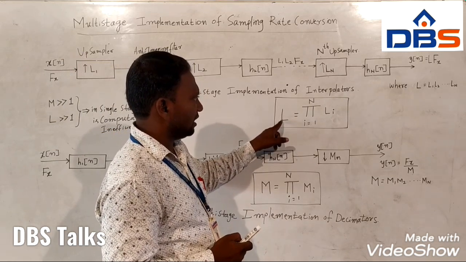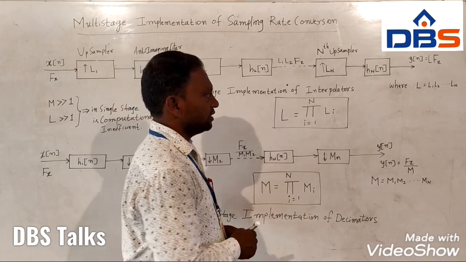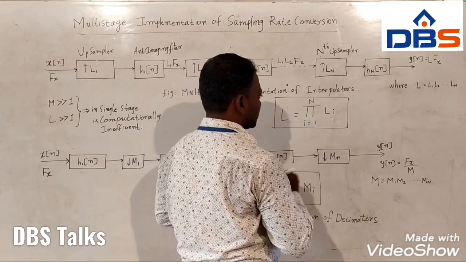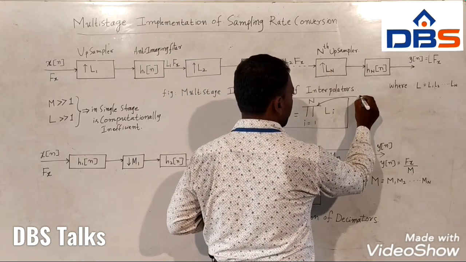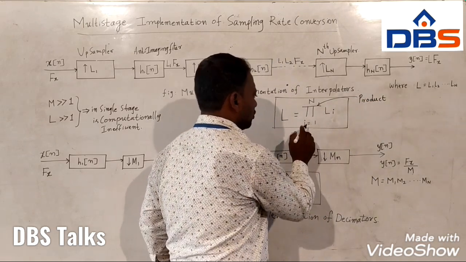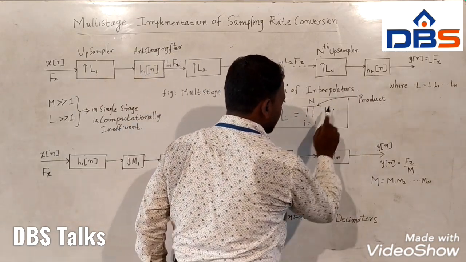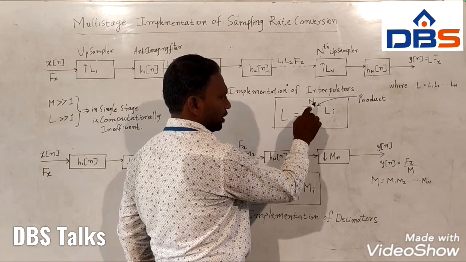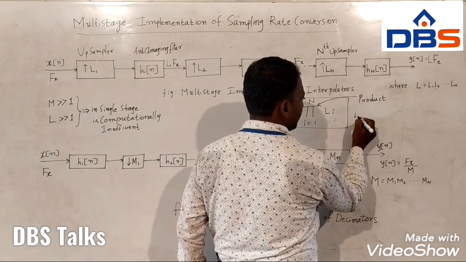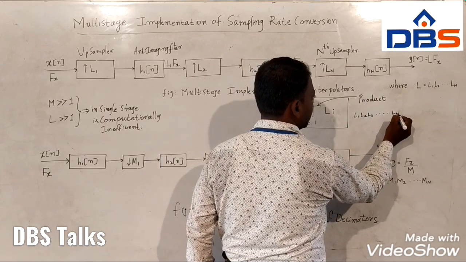This y of n is L times the sequence, where L is L1 into L2 into L3 and so on up to Ln. It is the product of all these interpolating factors. The final L is the product of all the interpolating factors. That is how you get the multi-stage implementation of sampling rate conversion.